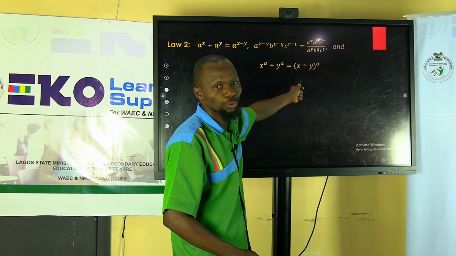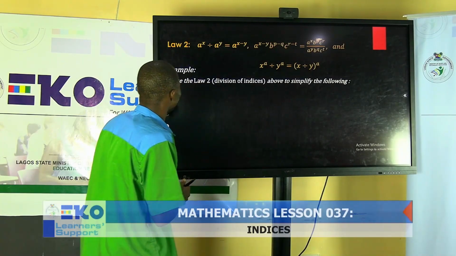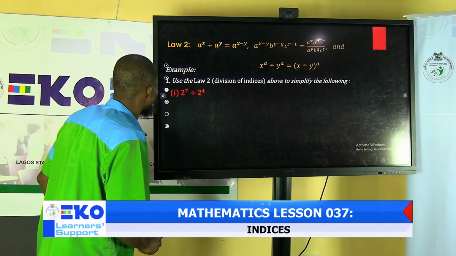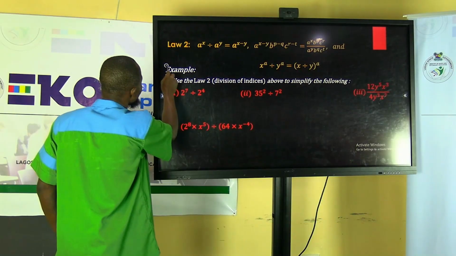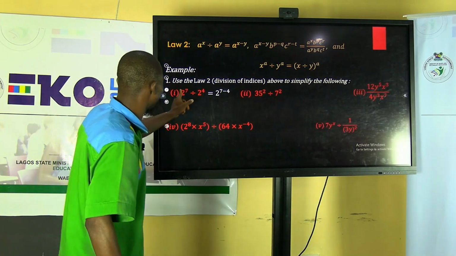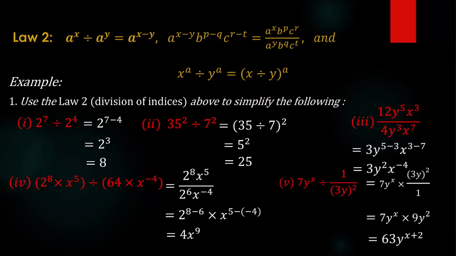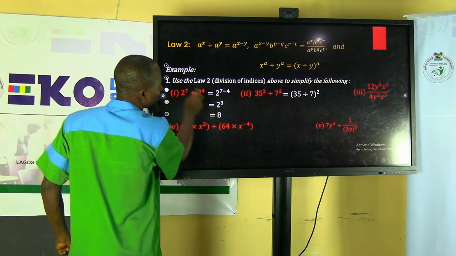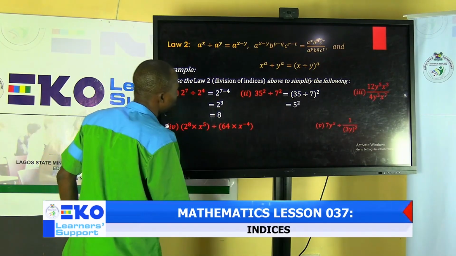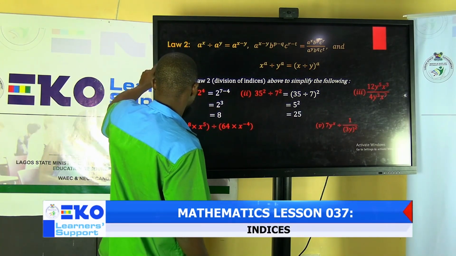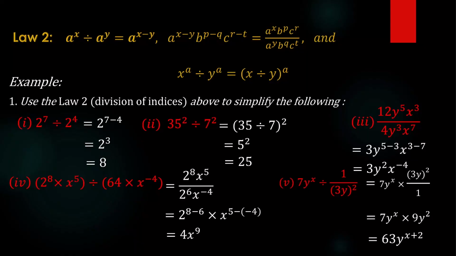Then the same thing, we want to apply this. Alright? So let's see how we can apply that. 2 raised to power 7 divided by 2 raised to power 4. Okay? So how do we do that? 7 minus 4. And that is 2 raised to power 3, which is 8. The same thing here. Common power. So, alright. And so on and so forth. So, if you apply the rule there, you see the result that is appearing.